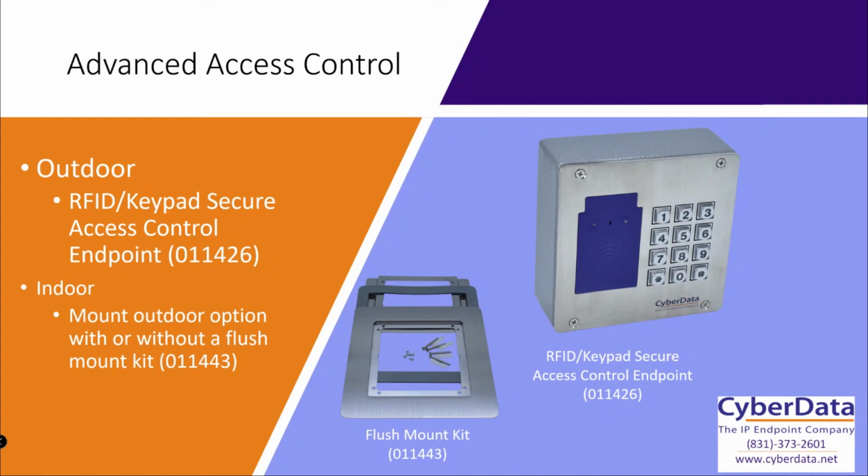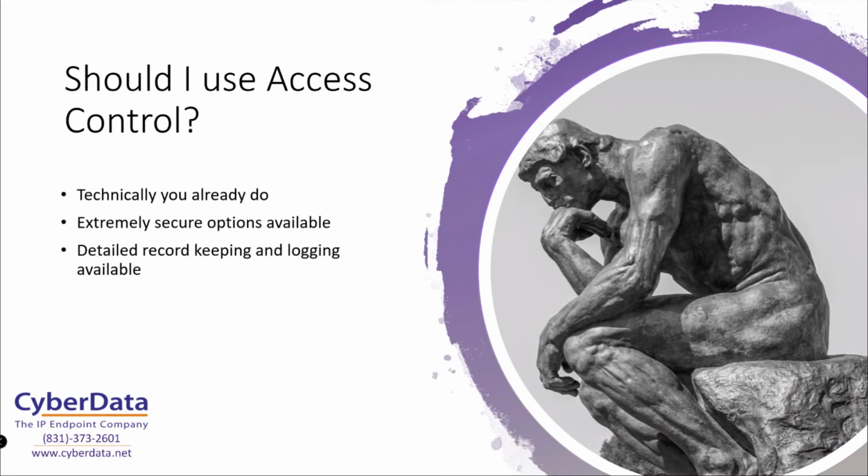And of course, if you're going to be using this indoors, you'll want to use one of our flush mount kits. And the part number for our 1 or 1X option, the other option that we were seeing was our 2X option, of course, because they're bigger intercoms, is 011443.